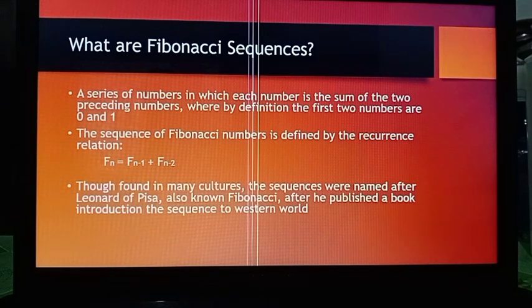The sequence of Fibonacci numbers is defined by the recurrence relation F sub n equals F sub n minus 1 plus F sub n minus 2. Though found in many cultures, the sequence was named after Leonardo of Pisa, also known as Fibonacci, after he published a book introducing the sequence to the Western world.